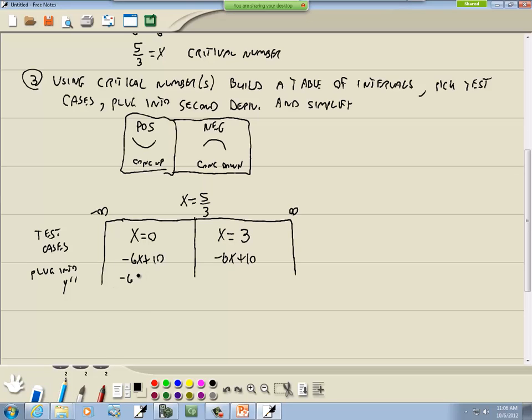Negative 6 times 0 plus 10, and negative 6 times 3 plus 10. Well, negative 6 times 0 is 0, and that gives us 10. This is positive, so it's concave up. Now here I got negative 18 plus 10, which is negative 8. It's negative, so it's concave down.